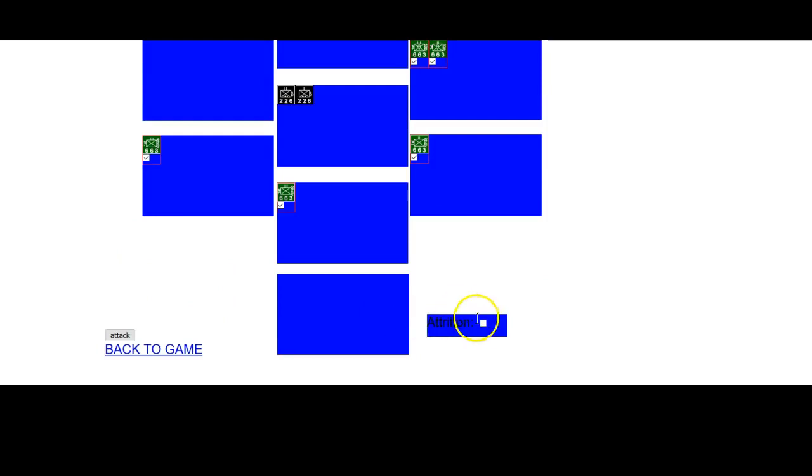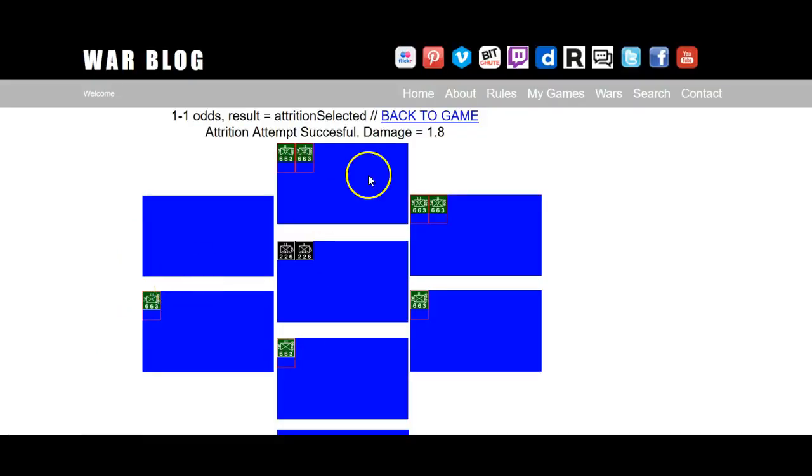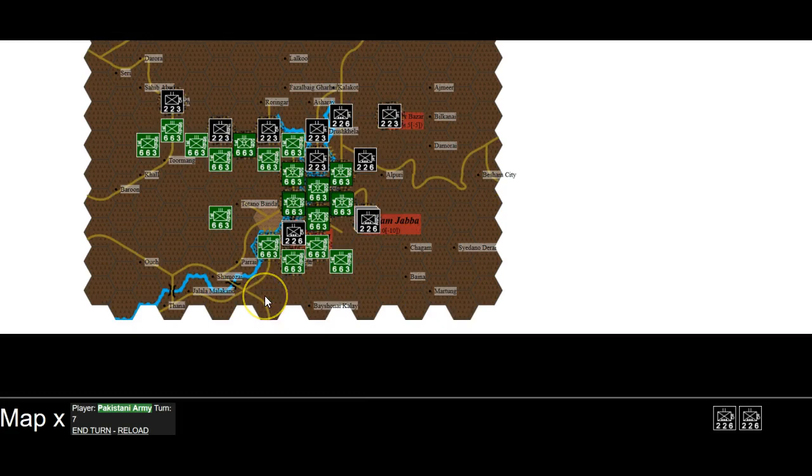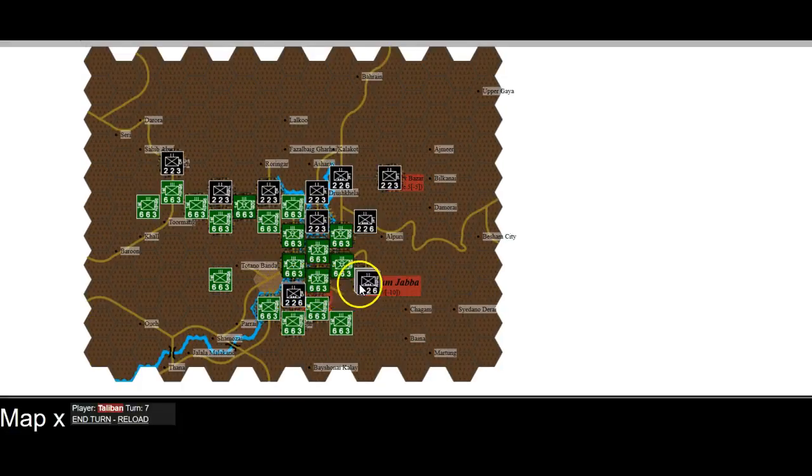Another attrition. 1.8. That's what we need. 5.2, 5.6. The Taliban still can't get out. Well, there's a ford there, isn't there? So we've got to keep that. That's it.